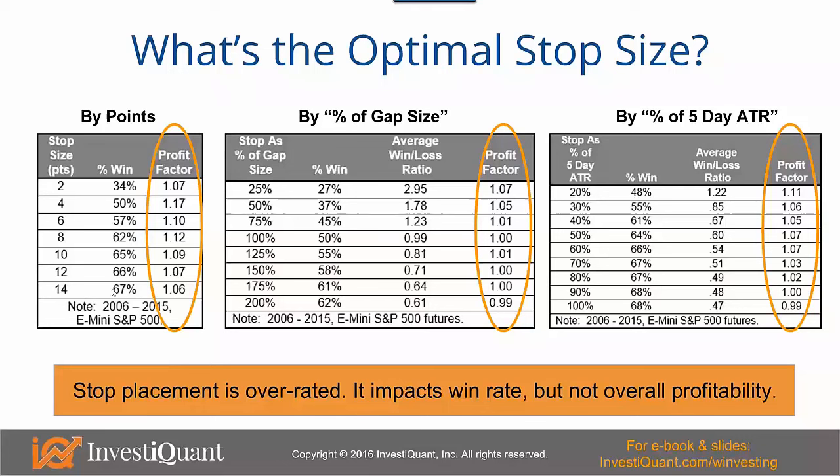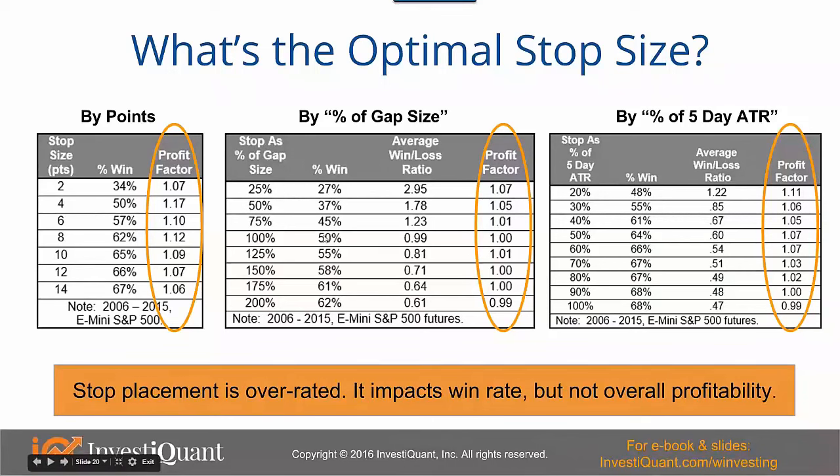Really, I want to clarify, I think that is typed incorrectly. That is 20 to 40% of the 5-day average true range, not 0.2. So sorry about that. That doesn't make sense, 0.2. I should not have included the percentage marks, and we've been okay.